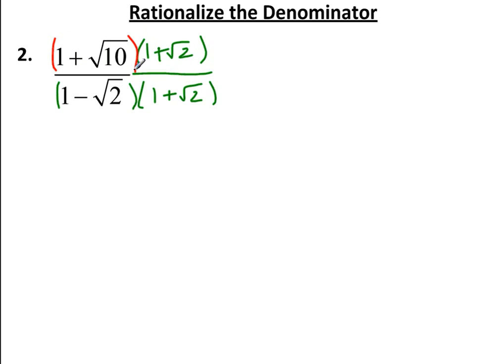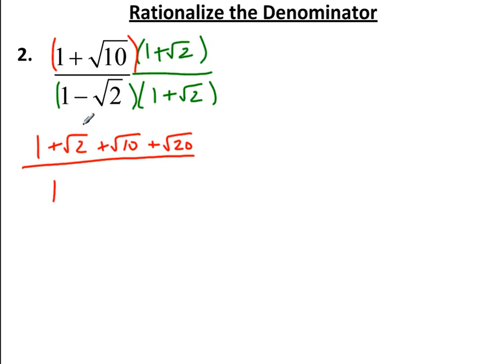Now, I have to be careful in the numerator. I don't have a single term that I'm going to distribute. I have two terms, so that means I have to distribute both, or most people like to use the word FOIL. So I'm going to distribute the numerator. So 1 times 1 is 1. 1 times root 2 is root 2. Now I go to the root 10. Root 10 times 1 is root 10. Root 10 times 2 is root 20, which is not a perfect square, so I'm going to leave it as the radical 20. Over. Now if I look in the denominator, 1 times 1 is 1.